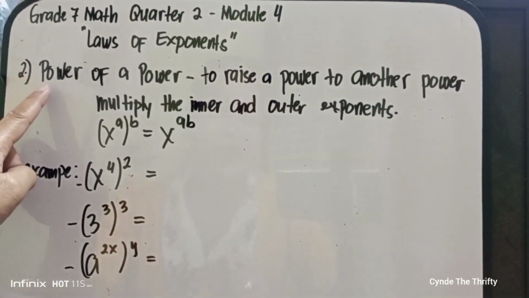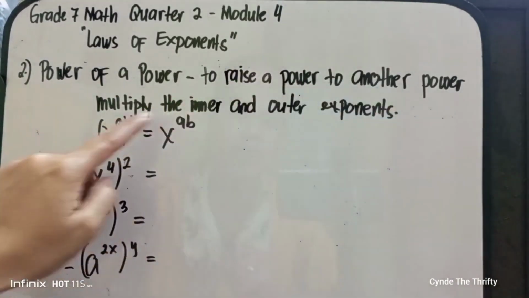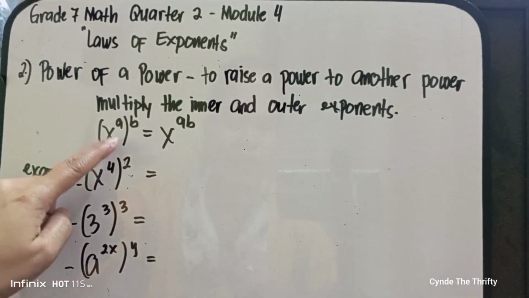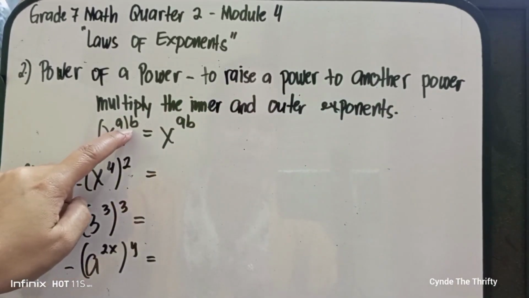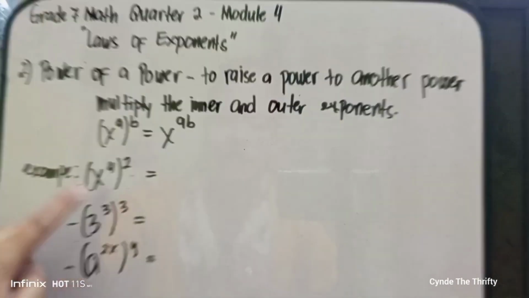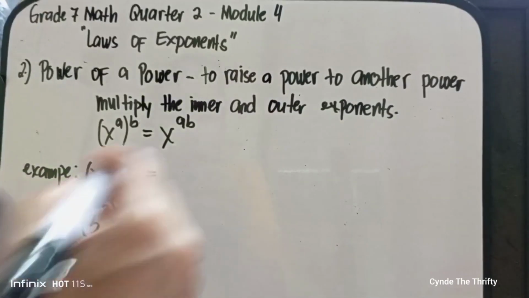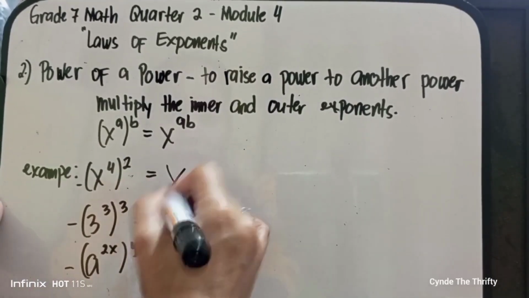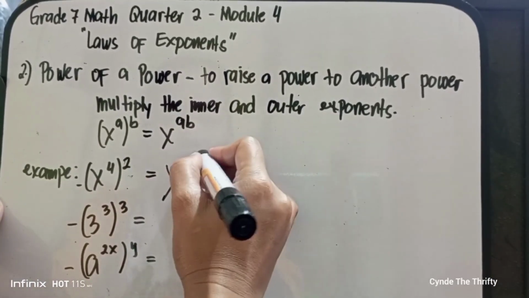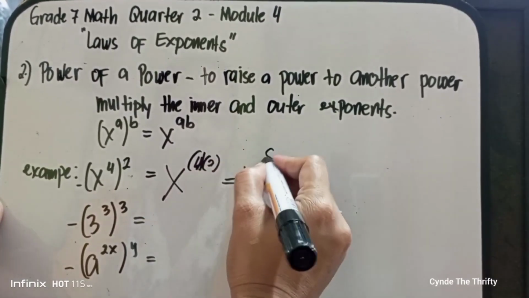Second law is power of a power. To raise a power to another power, multiply the inner and the outer exponents. So just like this one, x raised to the power of a, raised to the power of b, is equal to x raised to ab. For example, x raised to the power of 4, squared. So, x raised to 4 times 2. So, x raised to 4 times 2 equals 8.